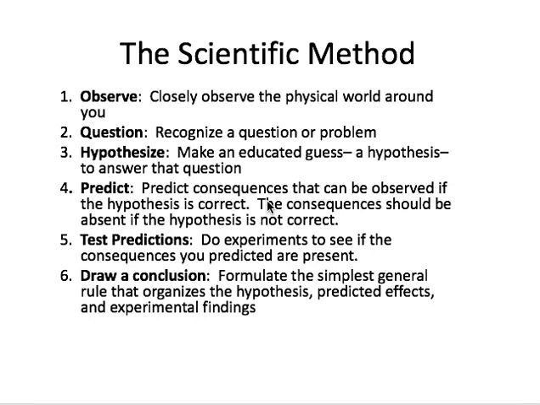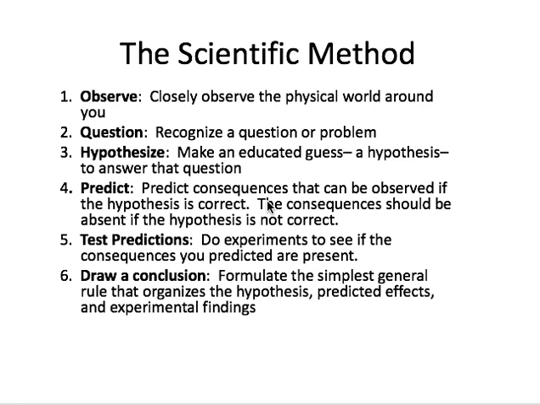And the third is pretty simple. Make some kind of educated guess as to what the answer to the question is. It's kind of like setting a baseline for whatever experiment or research that you're doing. And then predict consequences that can be observed if the hypothesis is correct. This is a little bit of a slippery slope because predictions can sometimes go beyond what the scientist's expertise is, and that also happens in climate science and becomes a problem sometimes. So you've got to also recognize where your expertise begins and ends.